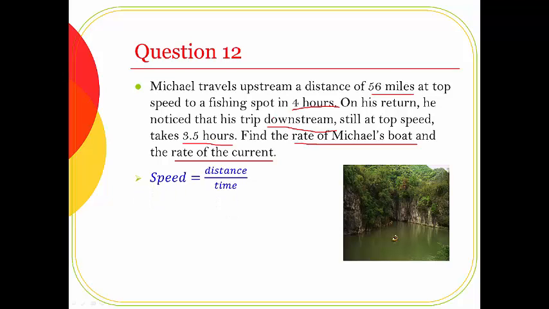So we say speed is distance over time. The upstream speed will be 56 divided by 4. That gives you 14 miles per hour. The downstream speed is 56 divided by 3.5, because it's the same distance. In a question similar to this, it was 2 different distances and 2 different times. But here it's still the same distance, so you still use 56 miles. So 56 divided by 3.5 gives you 16 miles per hour. So the speed was more downstream.